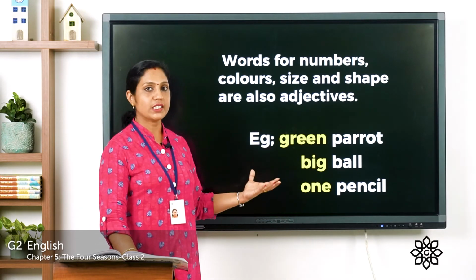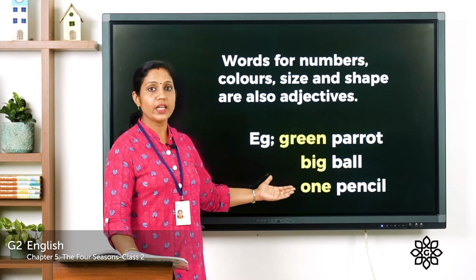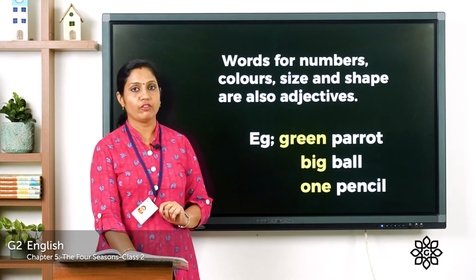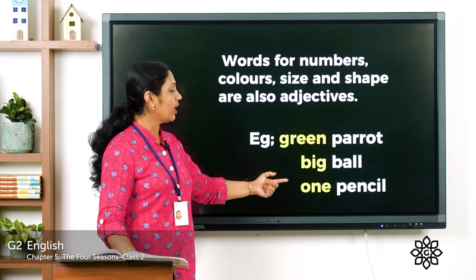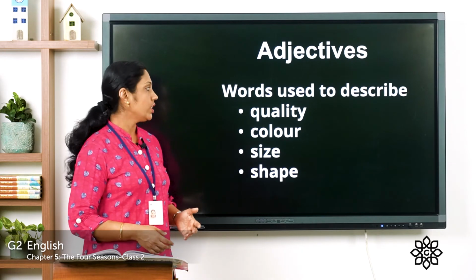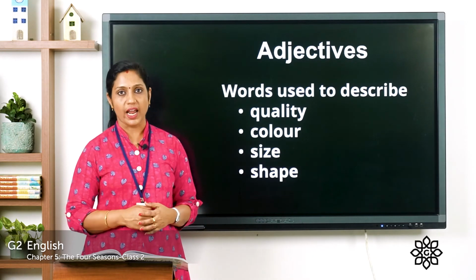Big ball. This is telling about the size of the ball. It's a big ball. So the word big is an adjective. One pencil. It's telling about the number of the pencils. So here the number one is the adjective. Words used to describe quality, color, size and shape are describing words, adjectives.